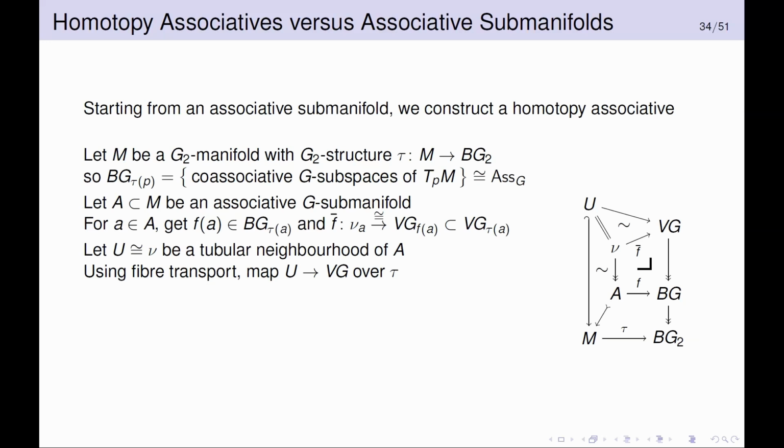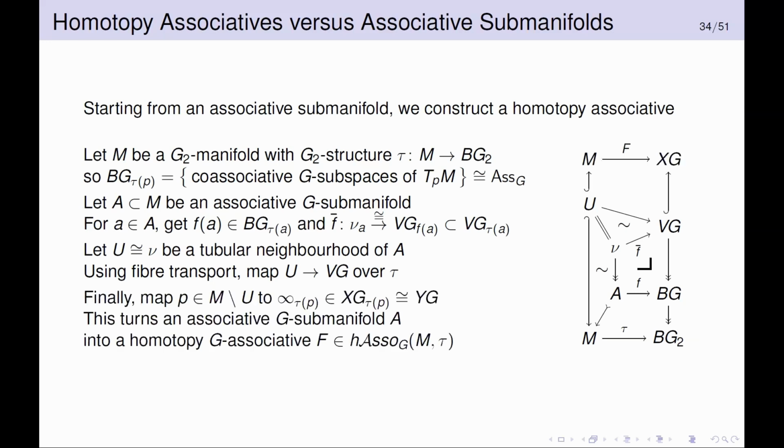And if we've done this nicely, then the map from U to B_G is proper, and we can complete the picture by sending every other point in M to the particular point at infinity sitting over the corresponding point in the classifying space of G2. Remember, we have more than one point at infinity, so we have to make sure that we end up in the right point at infinity. And this is basically how a homotopy associative remembers the G2 structure. This is because we have the different points at infinity and not just one.